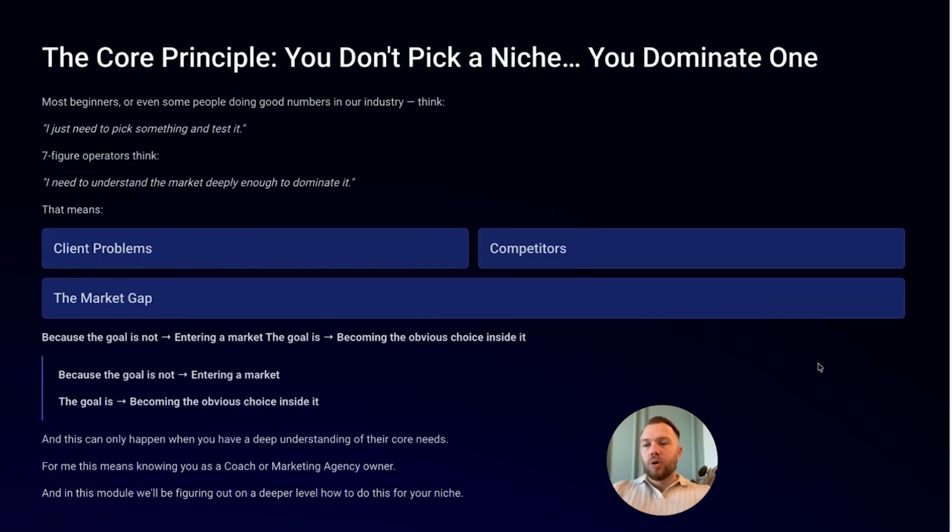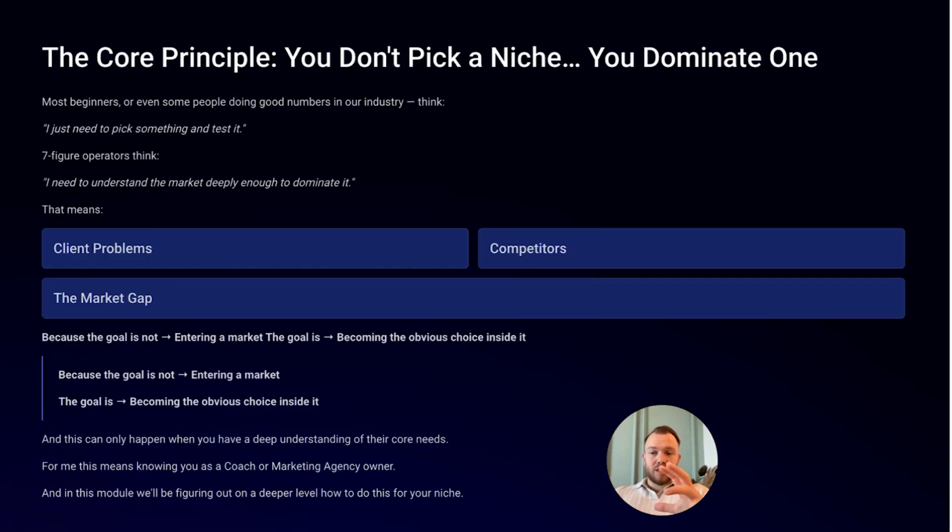So what we need to do is we need to have clear client problems, what problems they have. We need to know the competitors in the market. We need to know the market gap, right? We need to know these things. When we know these things, we can play into that. When we don't know these things, it becomes vague.